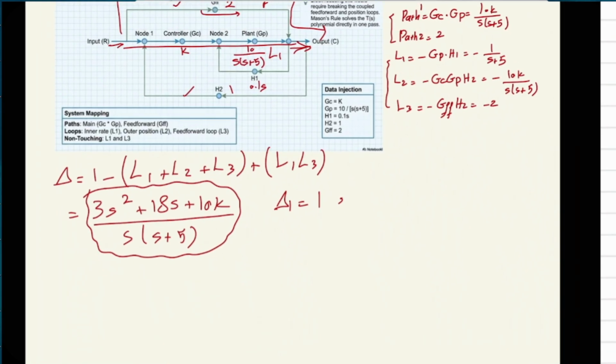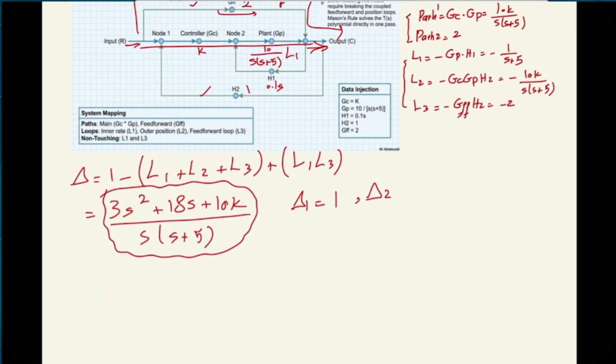So I can say that my delta 2 is going to be 1 subtracted by whatever feedback loop is actually working without relation to our path, subtracted by L1 itself. That is 1 subtracted by -1 divided by s plus 5, which at the end of the day I can write down as s plus 6 divided by s plus 3. So the way that I see it, we do have everything that we need.